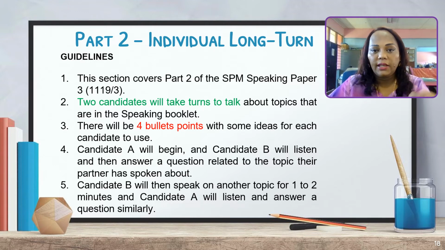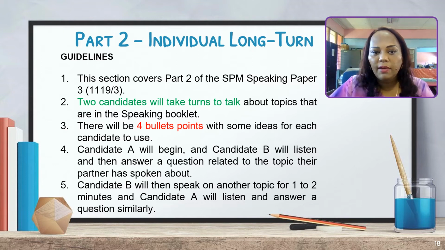Candidate A will begin and candidate B will listen. As the partner is talking, they will have to listen. Once candidate A has finished, candidate B has to answer a question related to the topic their partner has spoken about. It'll be a short question, but it's on the same topic. Then candidate B will speak on another topic for 1 to 2 minutes, and candidate A will again listen and answer a question similarly. So they take turns to present, to listen and to answer questions.